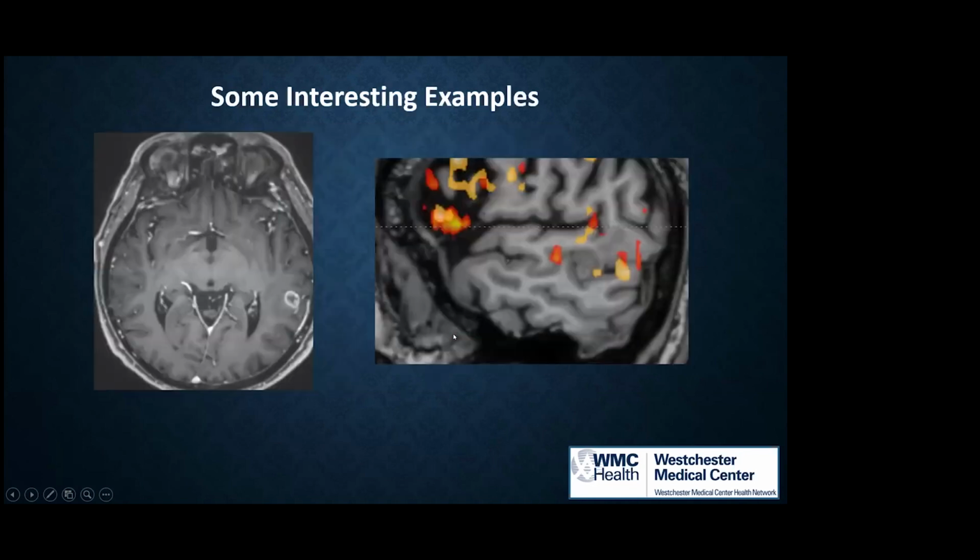So let's look at some interesting examples. Here is a patient presenting with a primary lesion in the left temporal occipital region. This is a side profile, or a sagittal image. This is the front, back, top, bottom. And we can see that this patient is left-sided dominant.